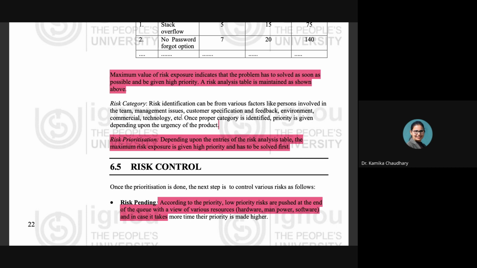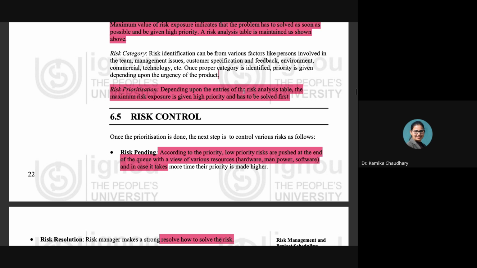It could be the persons involved in the team. It could be on the basis of management issues, or the customer specifications and feedback, or the environment, and the commercial or the technology basis. So these are all the factors that could be used in order to categorize the risk, to see which category they are falling into. Now the risk prioritization, depending upon the entries of the risk analysis table: the maximum risk exposure is given the high priority and it has to be solved first.